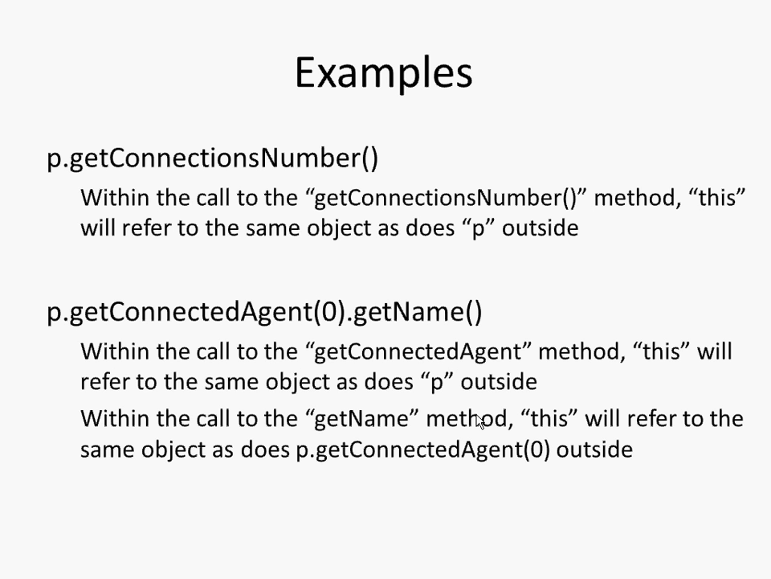Why is it zero? Oh, because they're numbered from zero. Okay, so anytime I put the bracket empty, then it just starts at zero. Say that again. That just happens to be the way that get connected agent works. Yeah. So you could start with one.